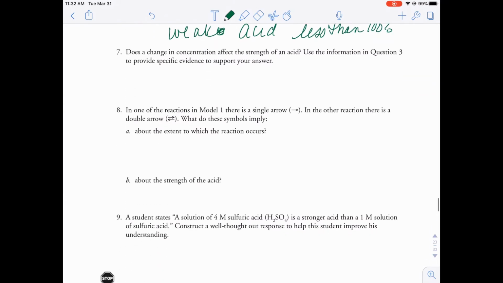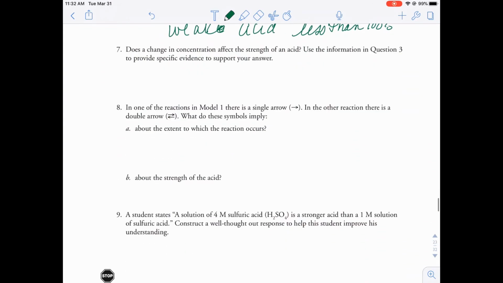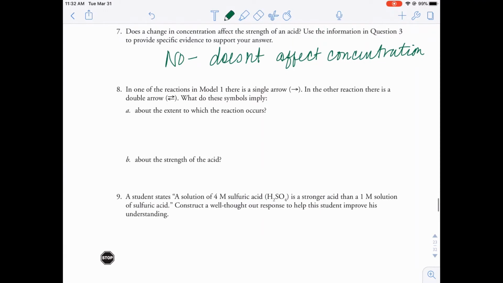100%. Does a change in concentration affect the strength? Looking back at number 3, the concentration changed, but it does not affect the percent ionization. How about if I spell that correctly? No. Ionization.